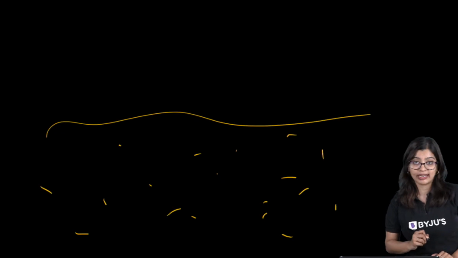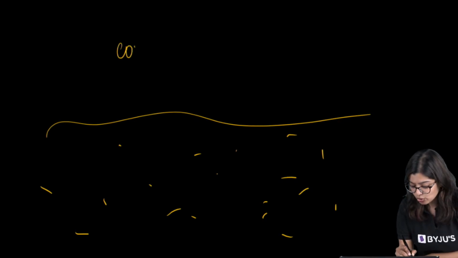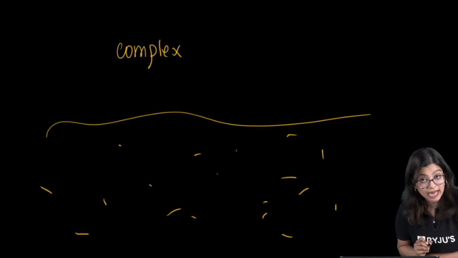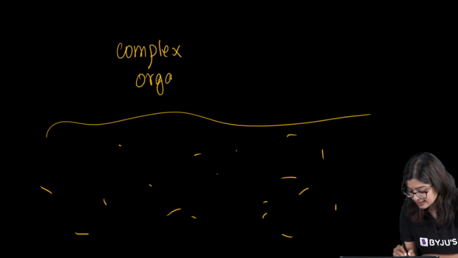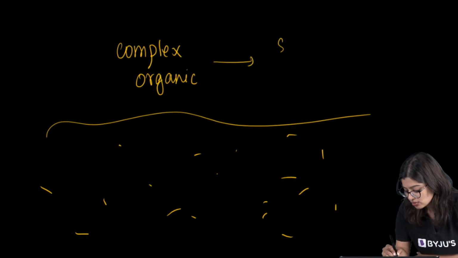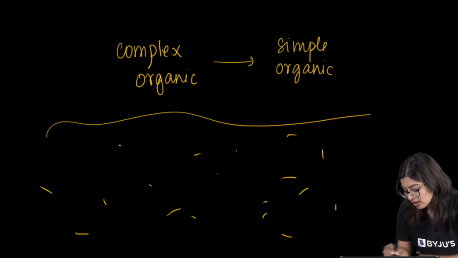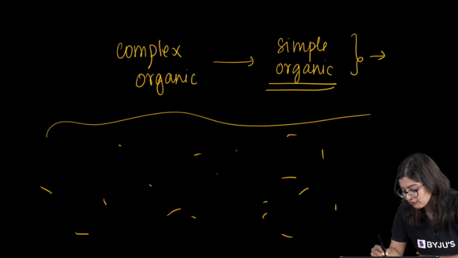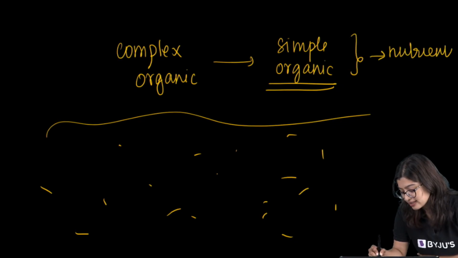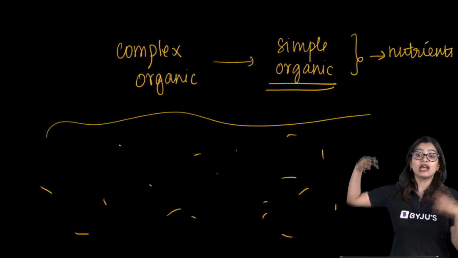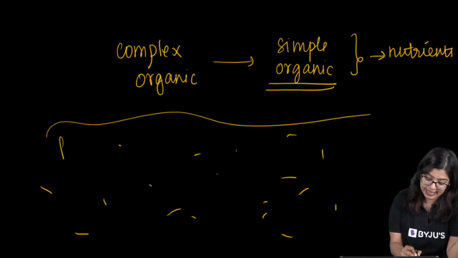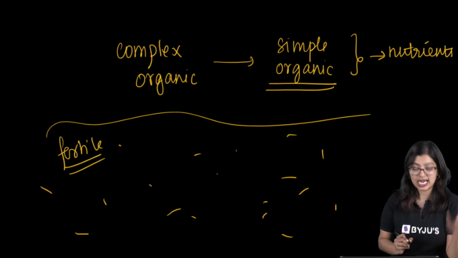Now these microorganisms have the ability to break down complex organic substances into simple organic substances. This is what effectively forms the nutrients in soil. That means that more and more nutrients are there. We say that the soil is fertile.